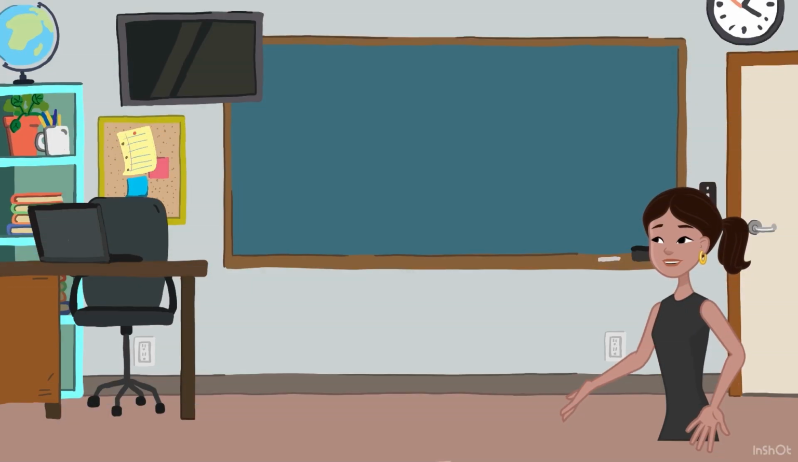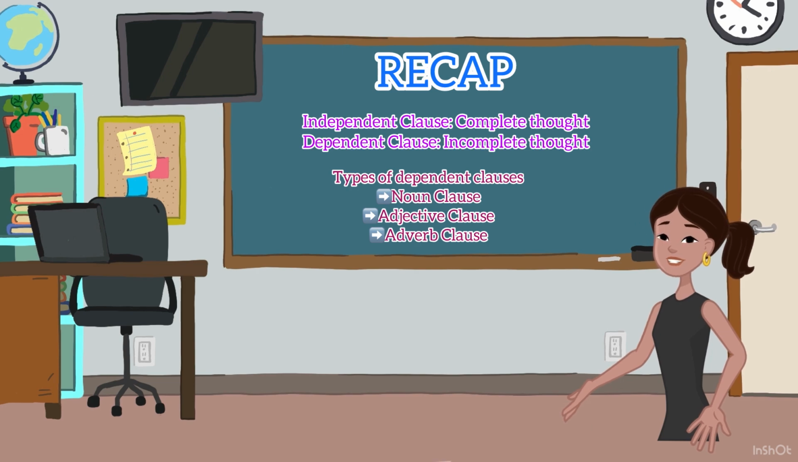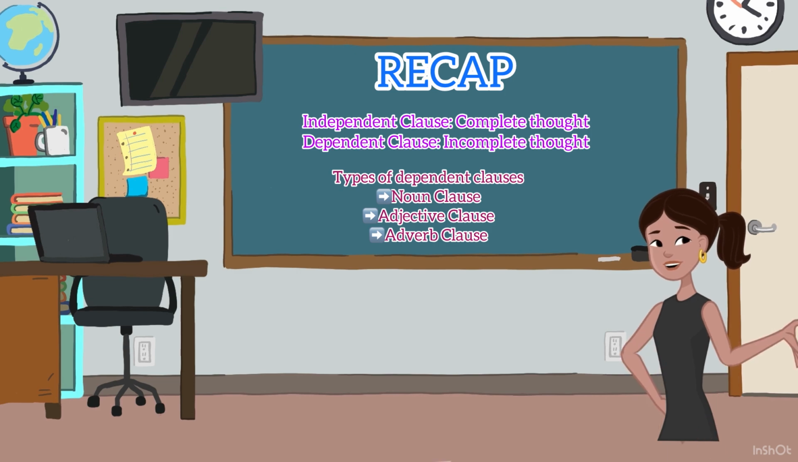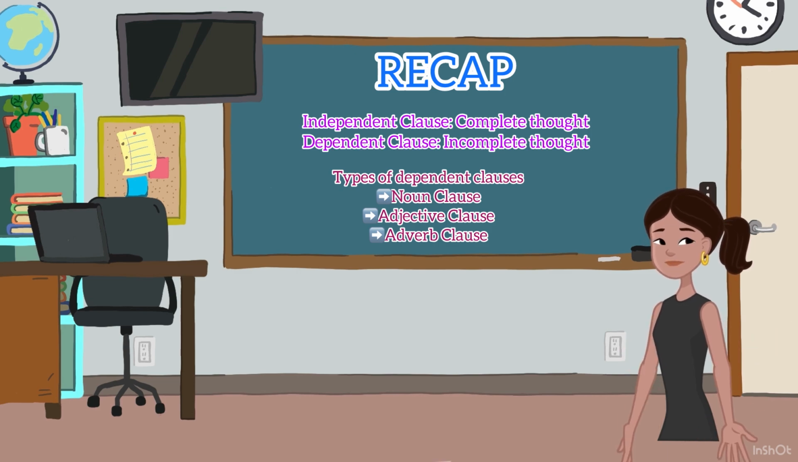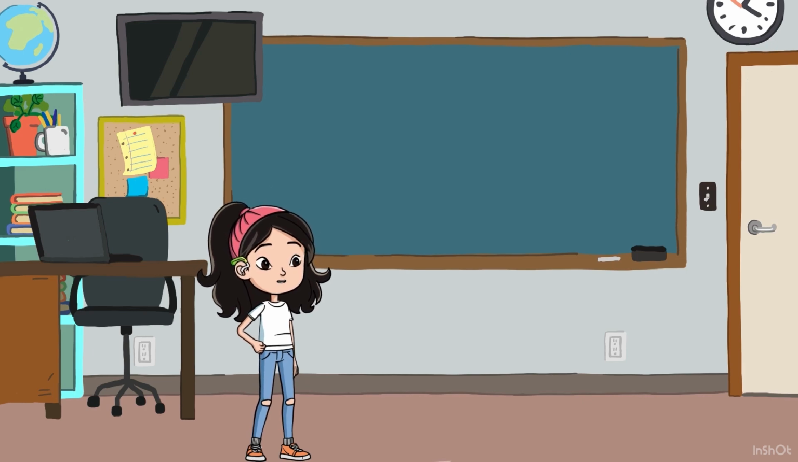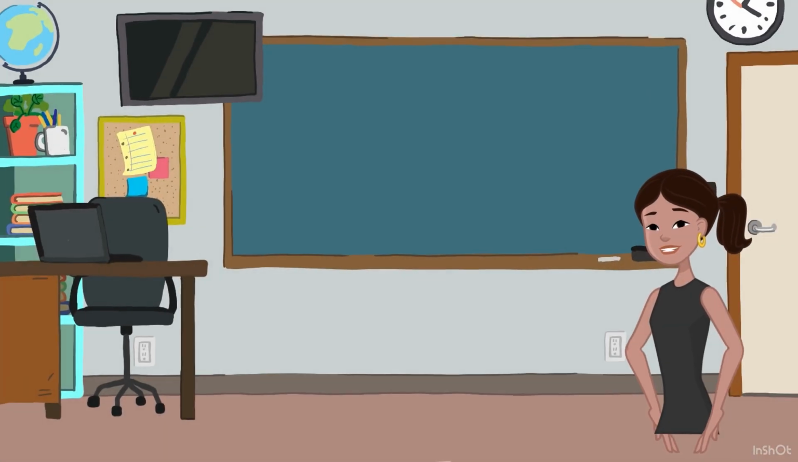Now, let's summarize. Independent clause is complete thought. Dependent clause is an incomplete thought. Noun clause acts like a noun. Adjective clause describes a noun. And an adverb clause tells us when, where, why, or how. So, independent clauses are like bosses, and dependent clauses are like employees with different jobs. True. Perfect explanation.